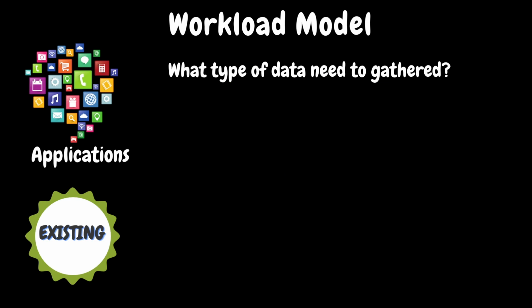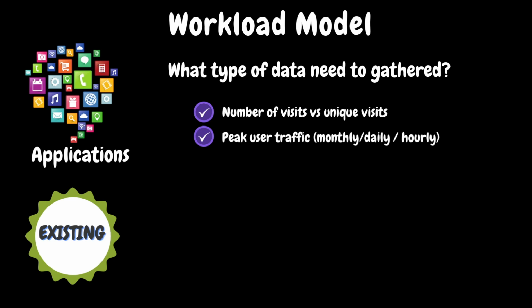So you might be wondering about the specific types of data we should collect from these two approaches to develop the workload model, right? Let's look at them now. We should collect the number of visits to the application, including unique visits. This helps us to understand the ratio of new users to existing ones accessing the application. We should also gather peak user traffic on a monthly, daily and hourly basis. This provides insight into maximum concurrency levels experienced by the application.